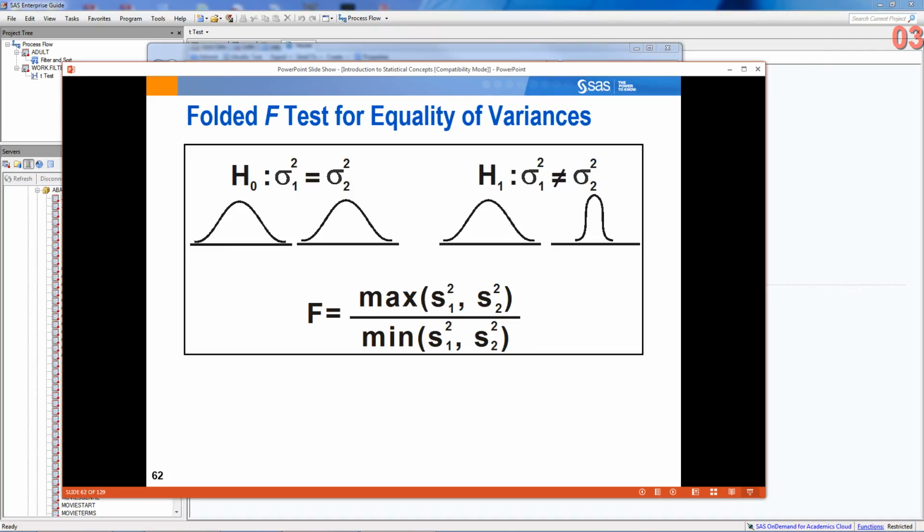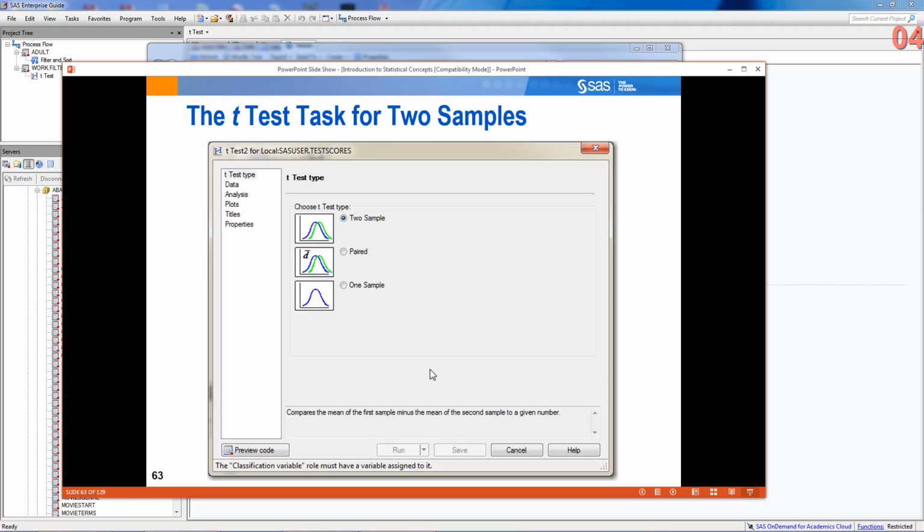Now there is a test for that. The test involves making a ratio between the two variances. Whichever is higher goes in the numerator, and whichever variance is lower goes in the denominator. And we compute an F statistic, and then this F statistic is supposedly distributed normally, so we're supposed to use a normal distribution, and see if this F value is significantly different from 0. Now SAS has a way of doing that.